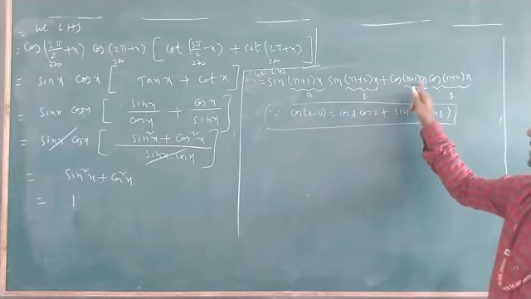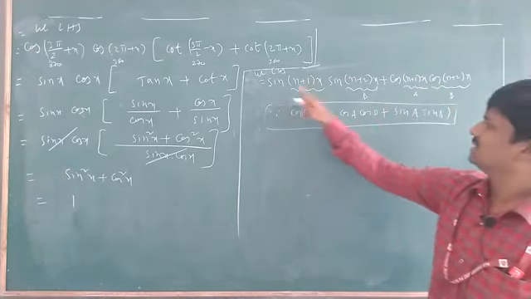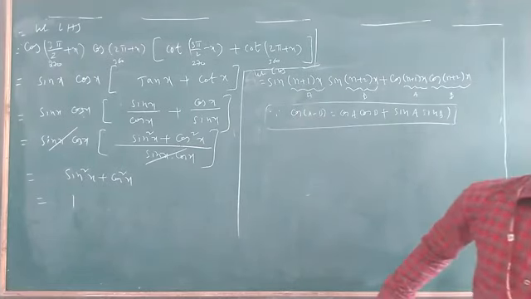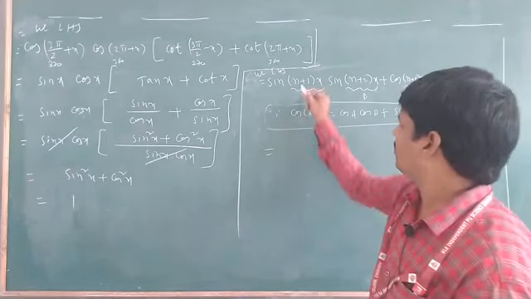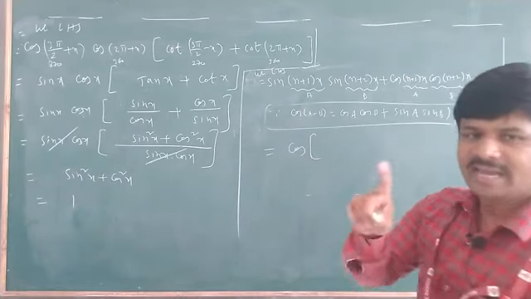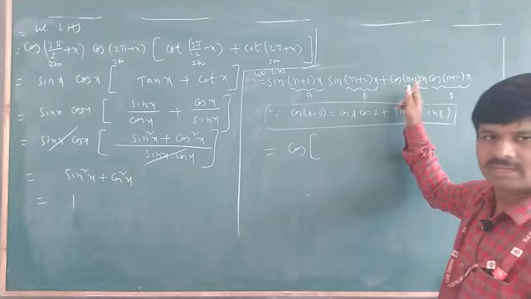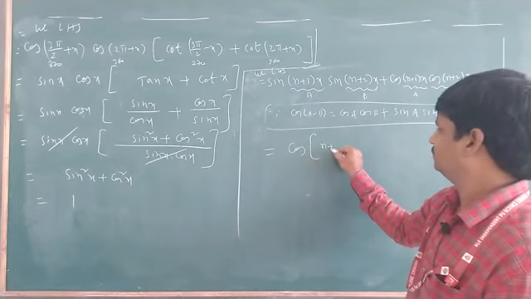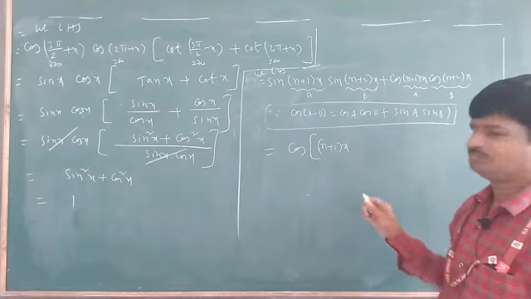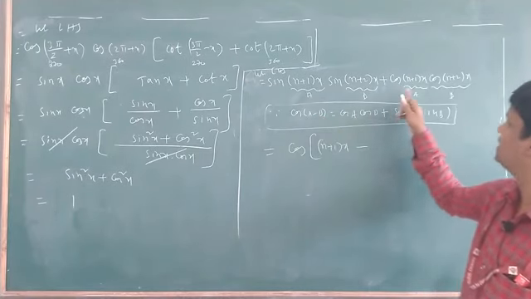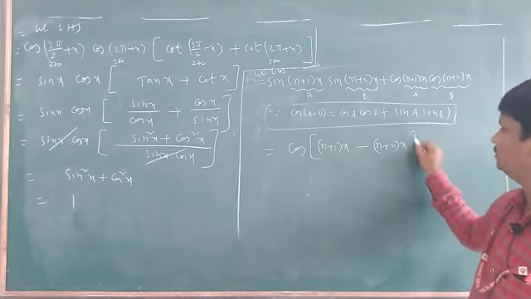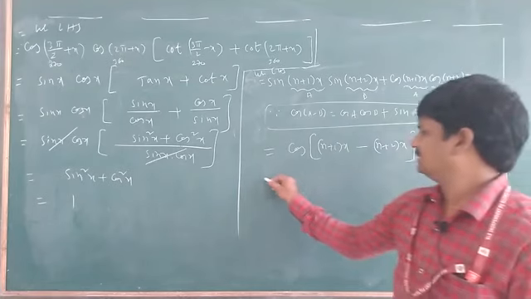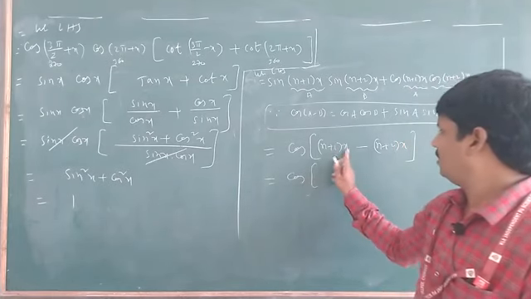Here see, cos A cos B plus sin A sin B. What about this formula? Cos of A minus B. So that is equal to, this is what we write, cos of A minus B. A means here (n plus 1) x, right? B means here (n plus 2) x. Clear? Yes.